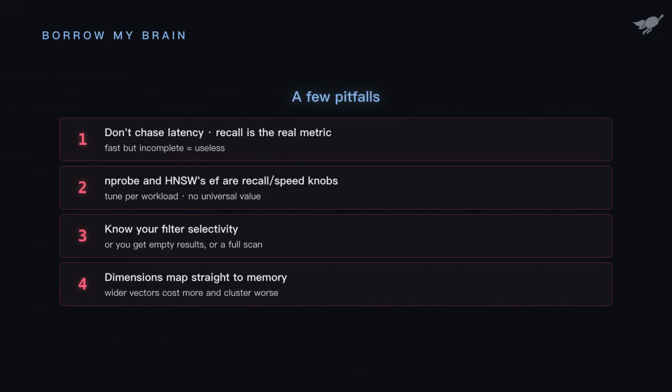1. Don't fixate on latency. The real metric for vector search is recall. Fast but incomplete is a wasted search. 2. nprobe and HNSW's ef are both knobs between recall and speed. You tune them for your workload. There's no one-size-fits-all value. 3. You need a feel for your filter selectivity, or you either come back empty-handed or degenerate into a full scan. 4. Dimensionality is tied straight to memory. The wider the vector, the more space each one takes, and the harder they are to cluster.